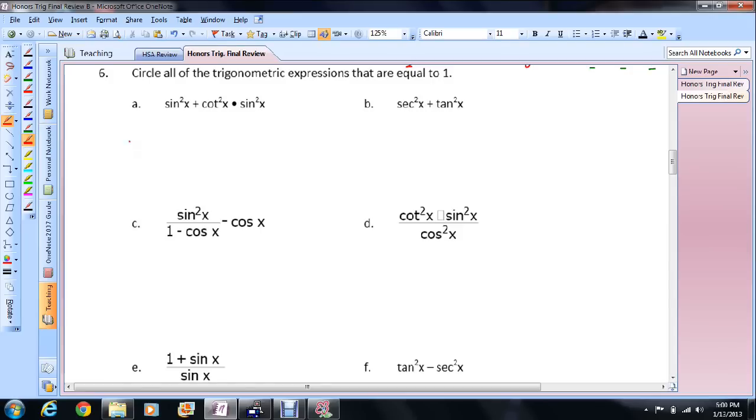So remember, a little trick for simplifying trig expressions or trig identities is to write everything in terms of sine and cosine. So I'm going to use that little trick here in the first problem. I'm going to write sine squared of x plus cotangent squared of x. Well, cotangent is cosine over sine. Don't forget to include those squares. That's important in a lot of the problems.